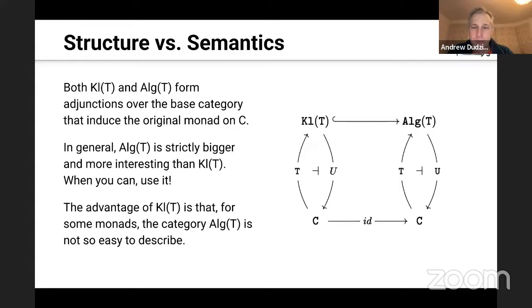Right. And let's pick the next question.